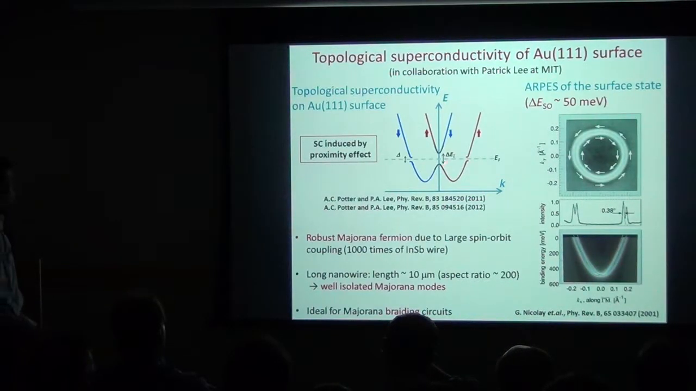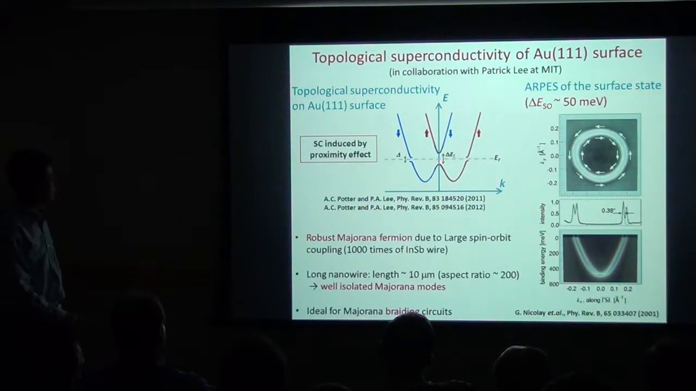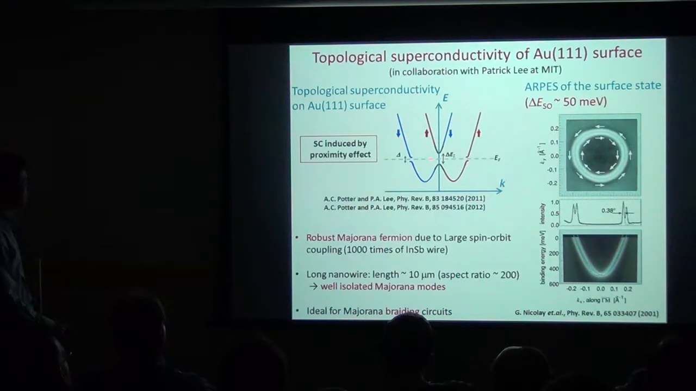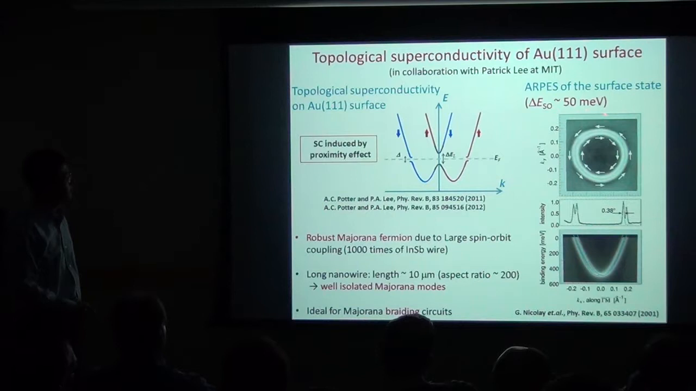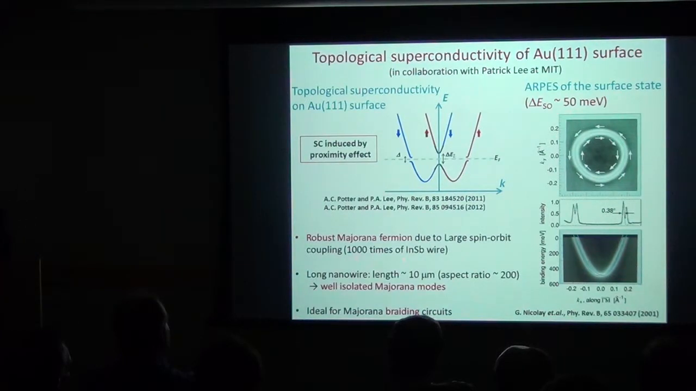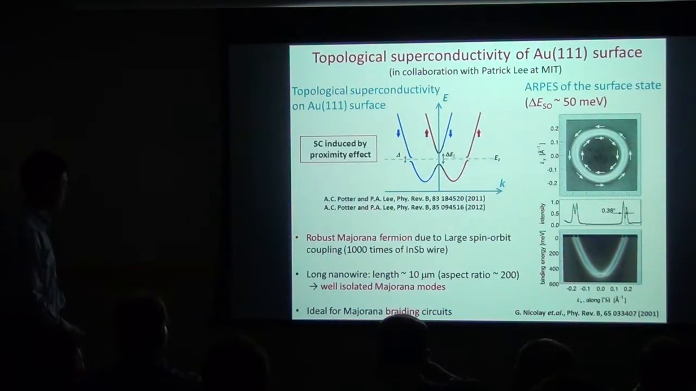The idea is to create a Zeeman splitting on the Rashba states on the surface of the gold (111) surface. After you open the Zeeman gap, if you introduce superconductivity, then you can create this topological superconductivity. Another unique thing about our approach is the high spin orbit coupling strength, which is 1,000 times higher than the indium antimonide nanowire. That makes our system's Majorana fermions stable and immune to impurities or disorder in the material. Using our lithography technique, we can provide a long nanowire, 10 micron in length and about 50 nanometers in width at its base. Later on, I will show you how that is important for confined Majorana fermions.